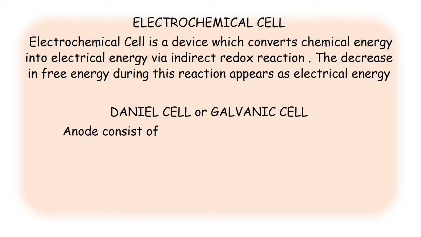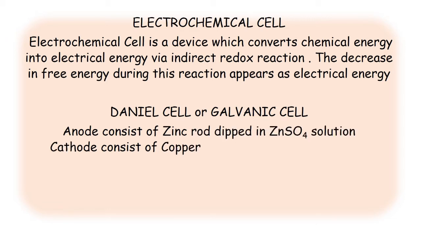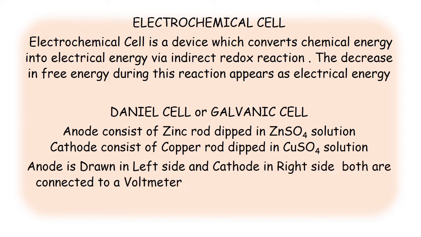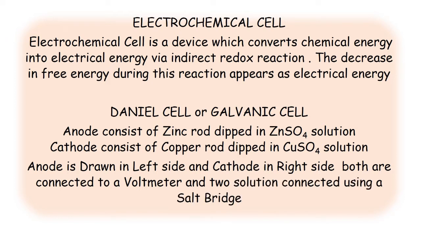The anode consists of a zinc rod dipped in zinc sulfate solution, and the cathode consists of a copper rod dipped in copper sulfate solution. Both these rods are connected by a voltmeter. The anode is drawn on the left hand side, the cathode on the right hand side, and the two solutions are connected using the salt bridge. In the next slide, I will show you the picture of this.